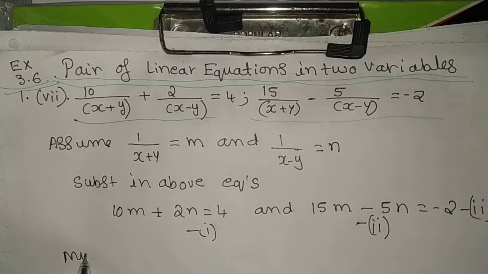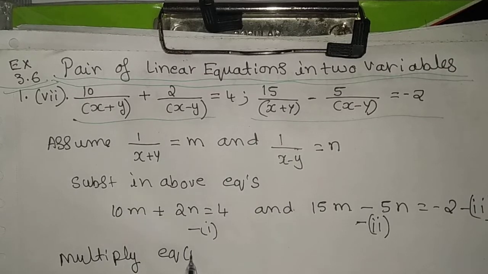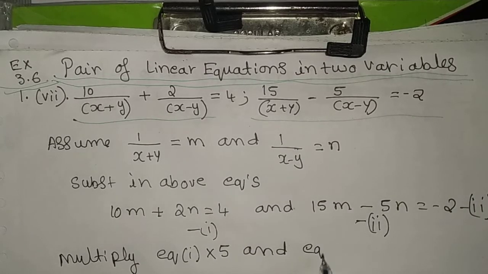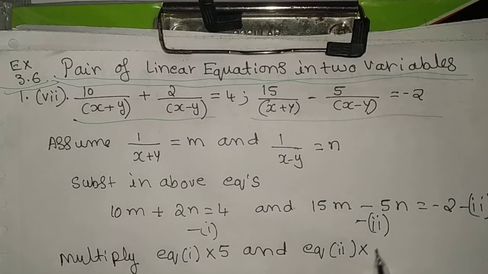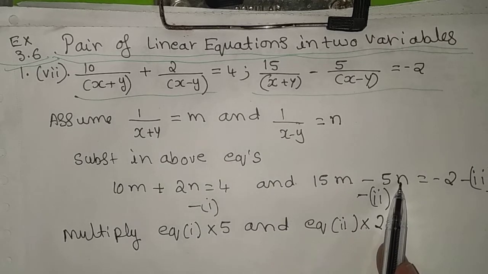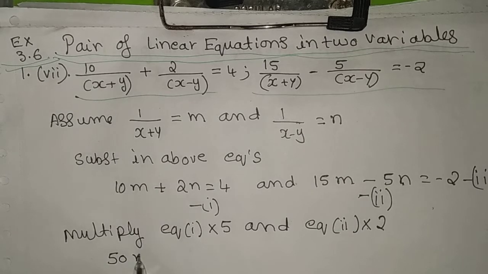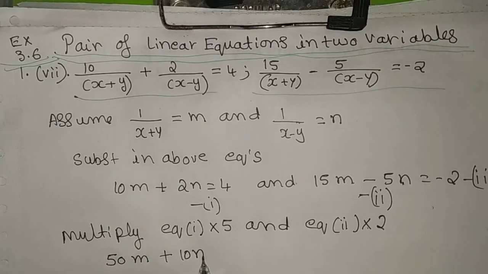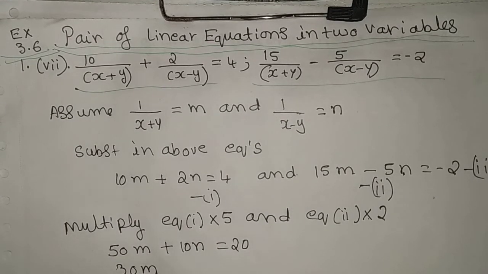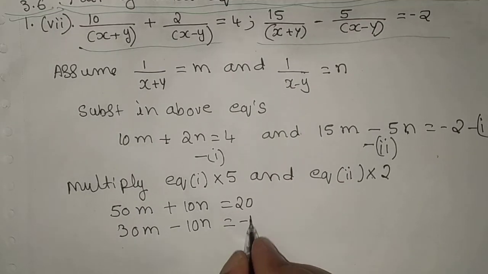So next step is to multiply equation 1 by 5 and equation 2 by 2. So what happens now? Multiplying equation 1 by 5 and equation 2 by 2, we get 50m plus 10n is equal to 20. Next equation is 30m minus 10n is equal to minus 4.